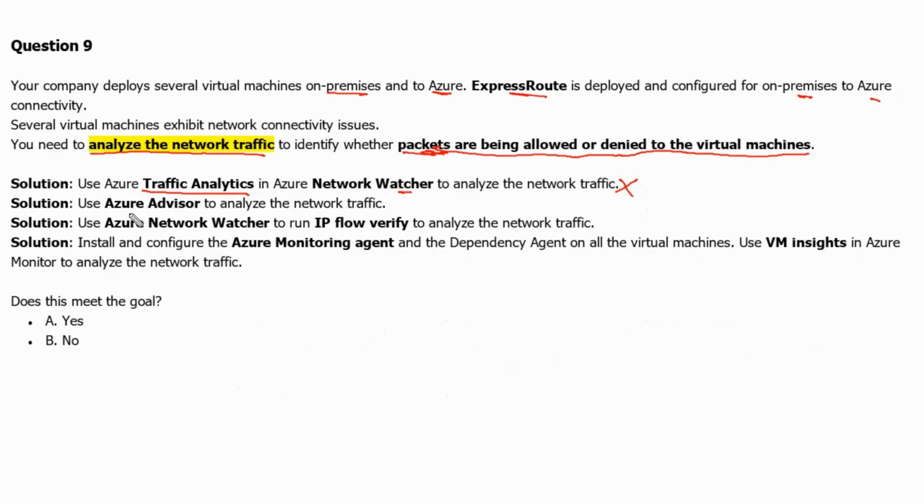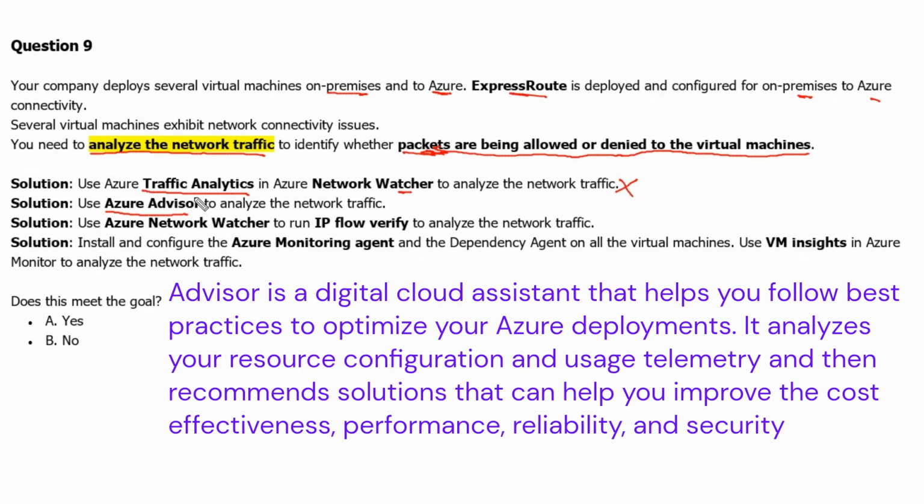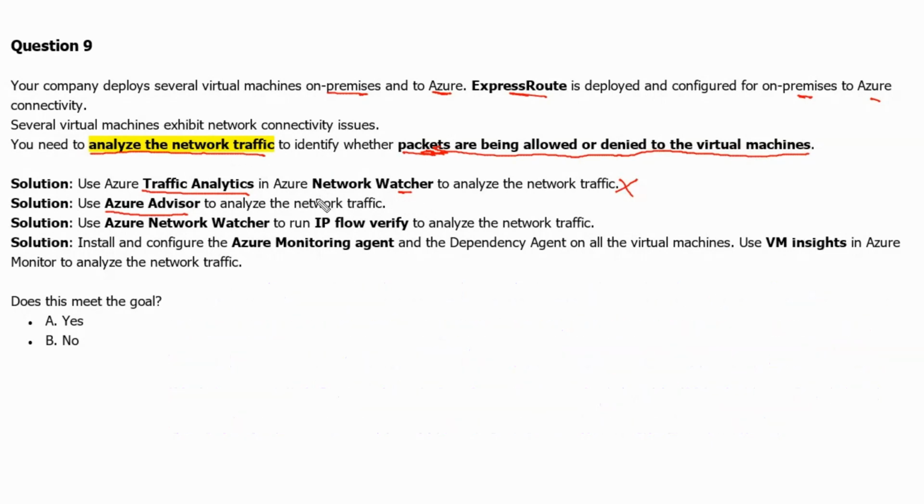Another solution is use Azure Advisor to analyze network traffic. Azure Advisor is a digital cloud assistant that helps you follow best practices to optimize your Azure deployments. It analyzes your resource configuration and uses telemetry and then recommends solutions that can help you improve the cost effectiveness, performance, reliability, and security of your Azure resources. Therefore, it will not help us to analyze the network traffic, and this is incorrect for us.